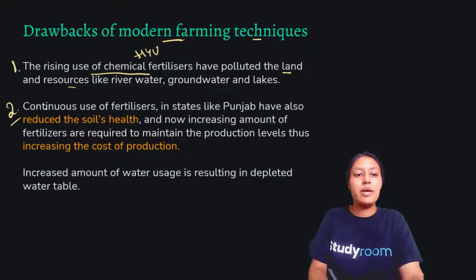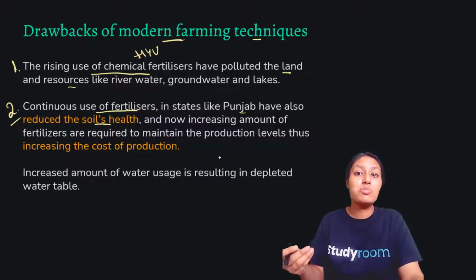The second point here is that continuous use of fertilizers in states like Punjab has reduced the soil's health. Now it increasingly requires more fertilizer to maintain the soil health.